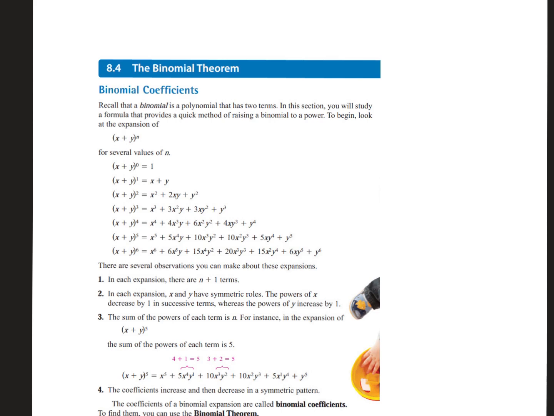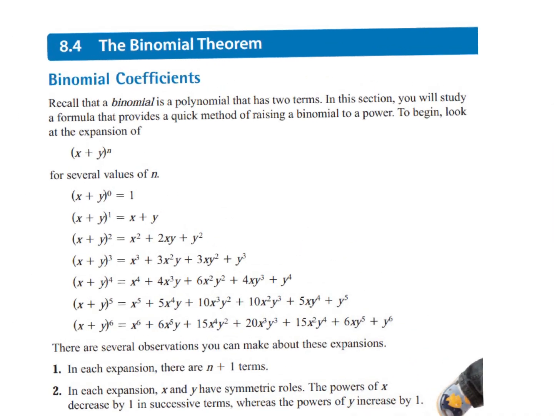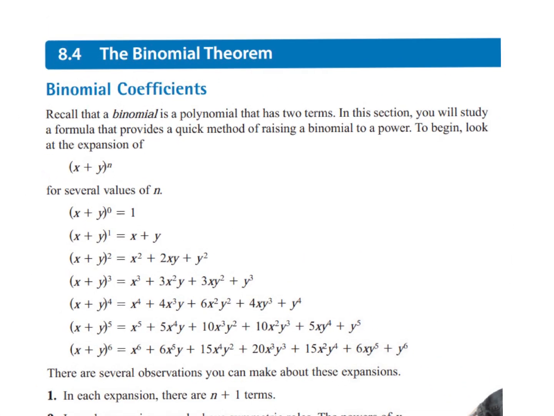Okay, guys, 8.4 is called the binomial theorem. Does everybody remember? Everybody understand what a binomial is? How many terms are in a binomial? 2, right? 2 terms. Okay, guys, a binomial. What's binomial mean? 2. All right, binomial means 2.